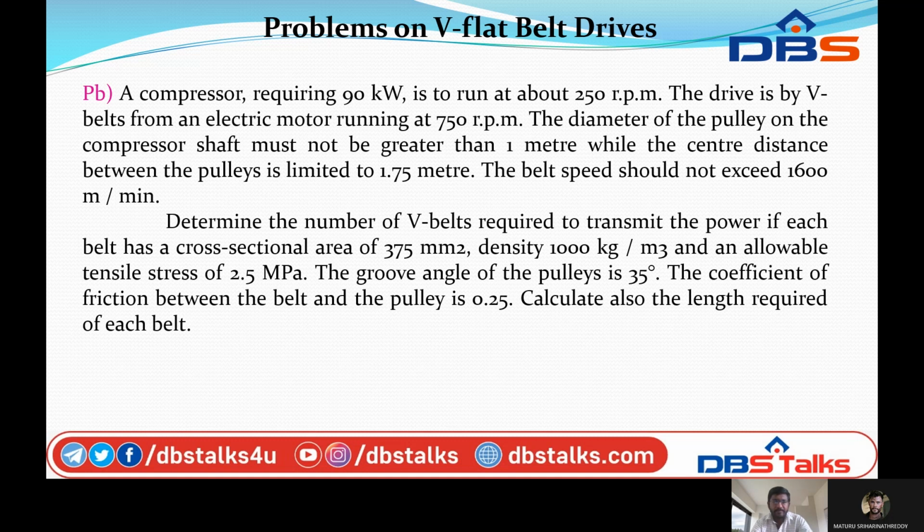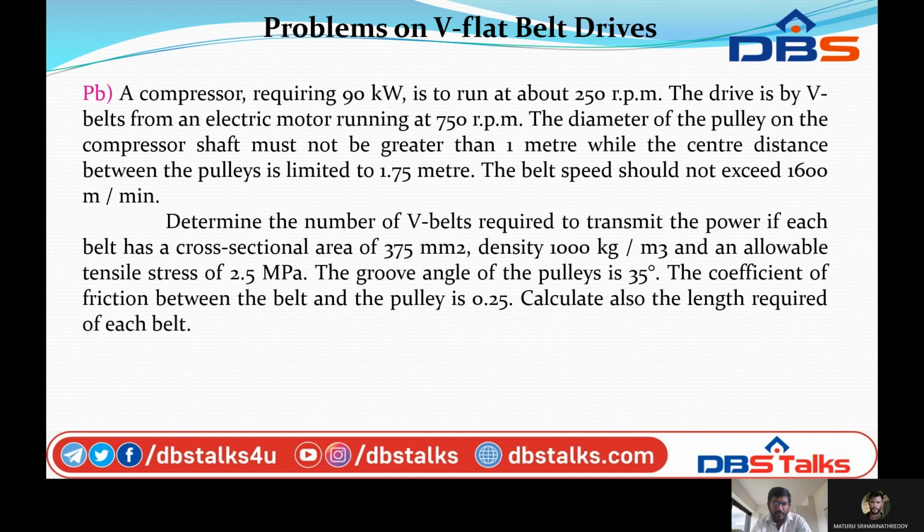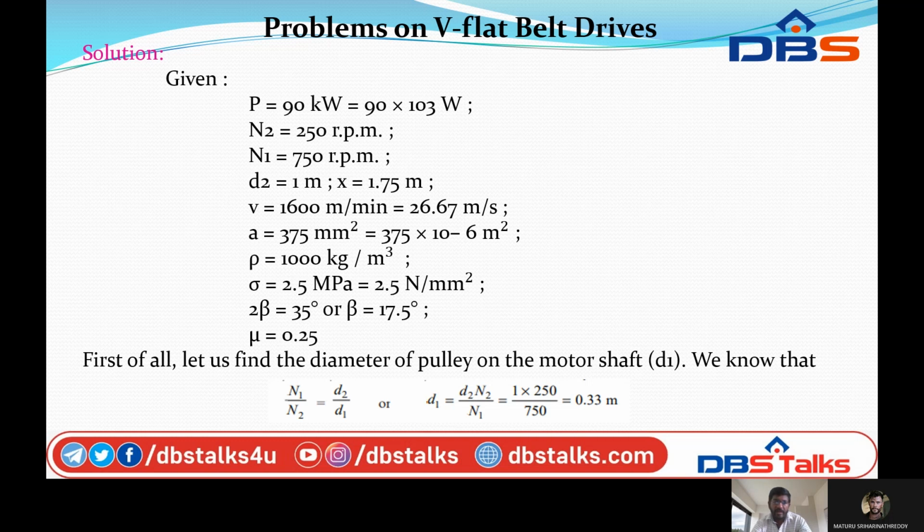This is the problem. So the given data. First you can note it down. The power P is equal to 19 kilowatts, N2 is equal to 250 rpm, N1 is equal to 700 rpm. The kilowatts should be converted to watts, so 19 into 10 cube watts.